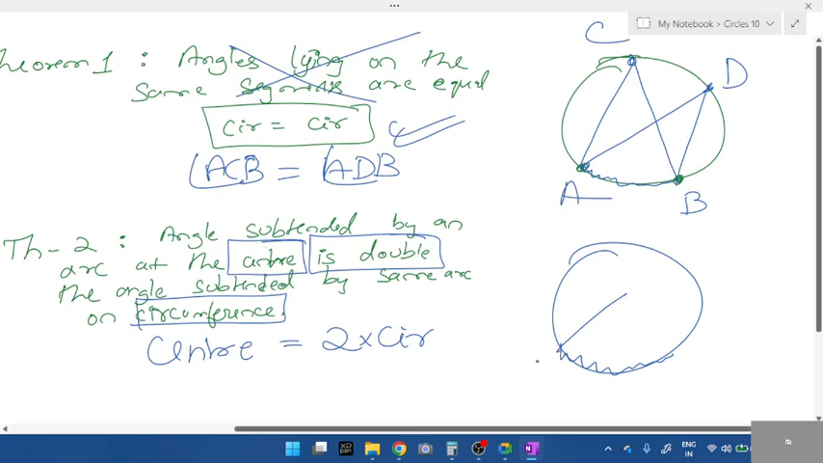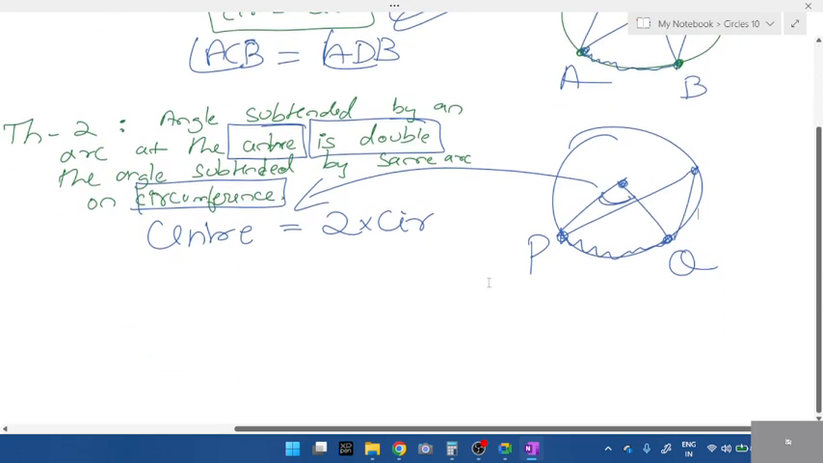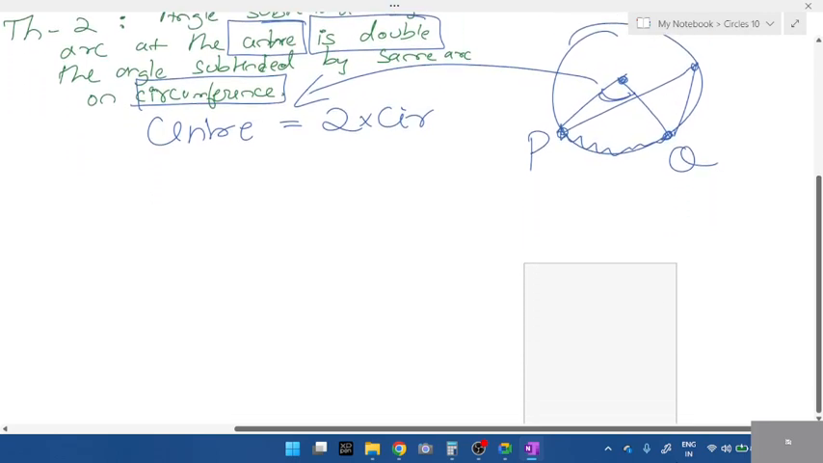Let me tell you what is meant by subtended. I'll take PQ. This RPQ, subtended means from one point to another point if I touch the center. This is known as subtending. So the angle formed in the center according to this equation is 2 times. That is what I've written. Center is 2 times circumference. It can be anywhere. It can be even like this. You'll get questions even like this.